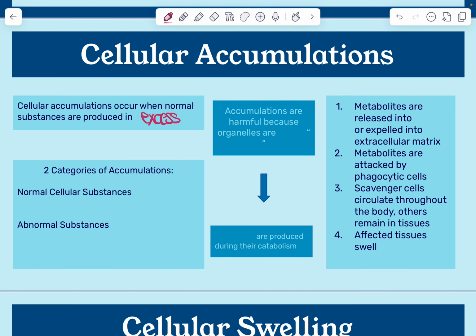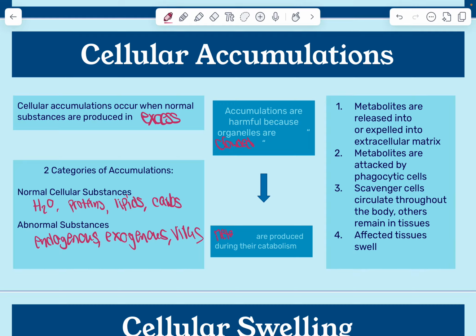And there are two categories of accumulations. There are normal cellular substances, which are going to be substances like water, proteins, lipids, and excess carbs. And then our abnormal substances are from endogenous substances, exogenous, and also viruses.